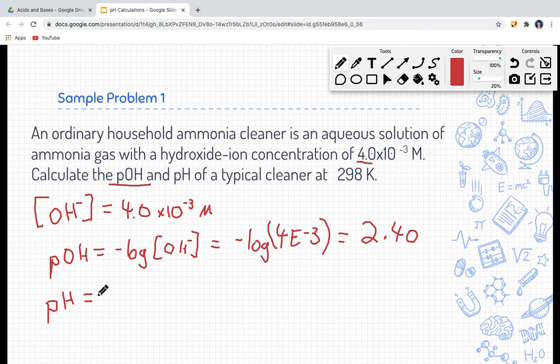To find pH, we're actually going to use the value that we found for pOH because that's much easier. So if you look, you can see that pH is equal to 14 minus your pOH on that little roadmap. So we have 14 minus 2.40. Now you could get your calculator out to do that, or hopefully you can do that in your head, and that should be 11.60. And that's it. That is your answer for sample problem 1.